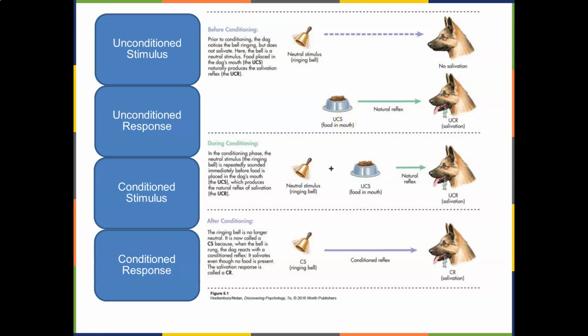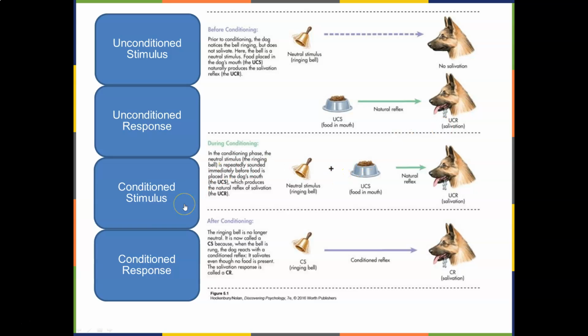The same thing when the dog saw the dog food, it would start salivating. That was naturally occurring. It did not have to be trained or conditioned to salivate to the dog food. That is what's known as the unconditioned response. So the dog food is the unconditioned stimulus, and the dog salivating was the unconditioned response, the naturally occurring response.